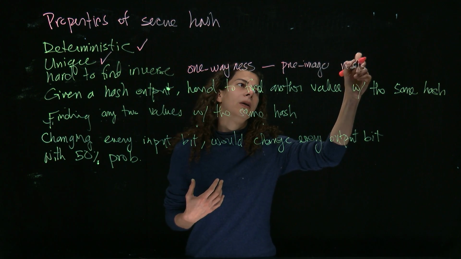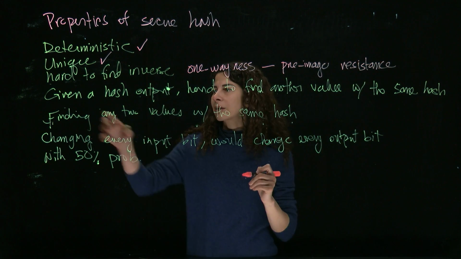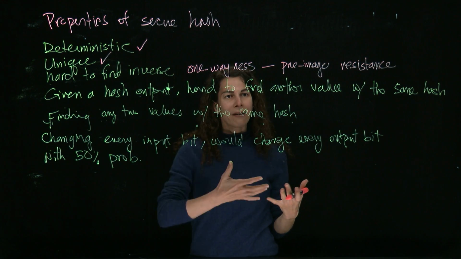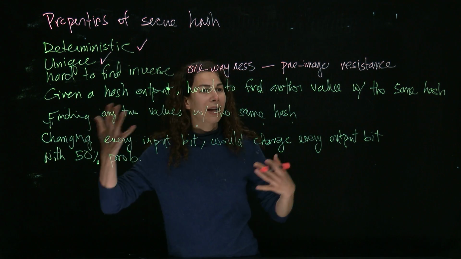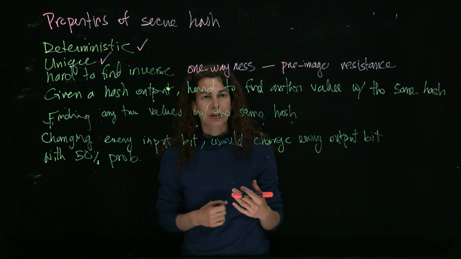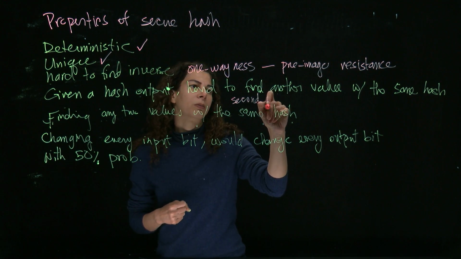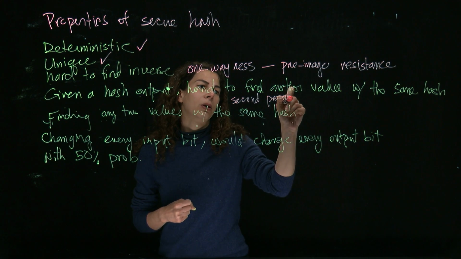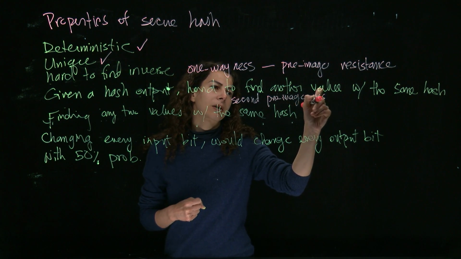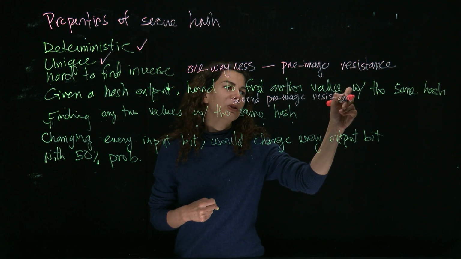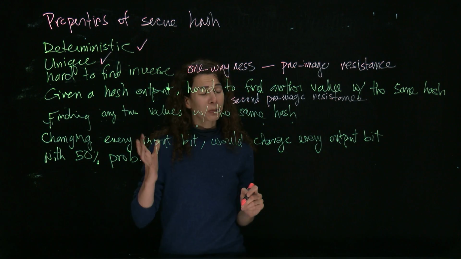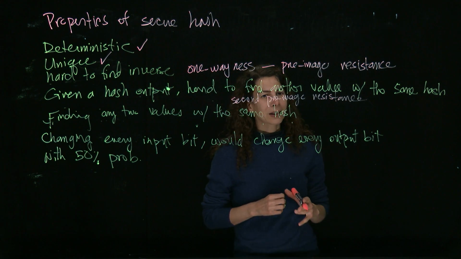And this other one, where when you have a hash value, it's hard to find another value that hashes to the same hash, is called second pre-image resistance.